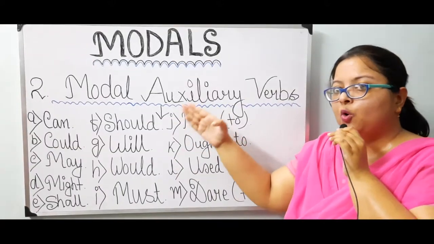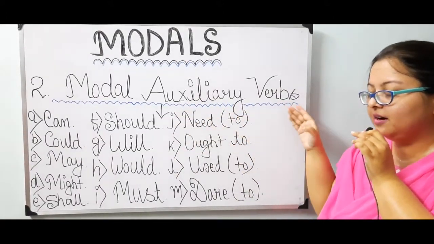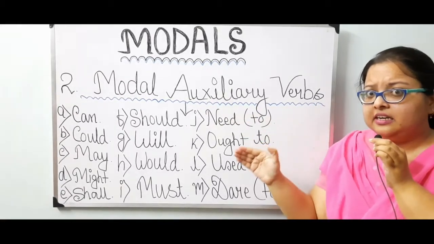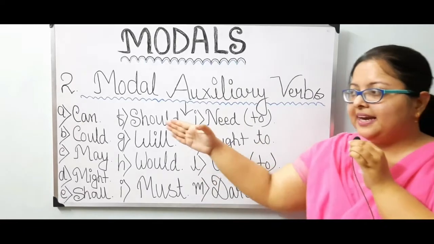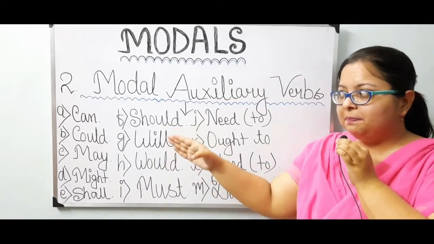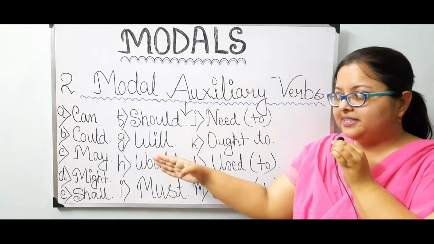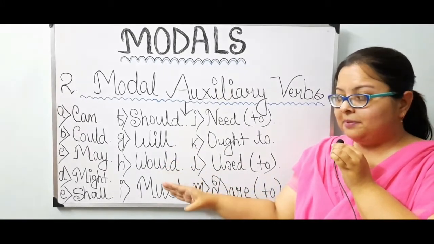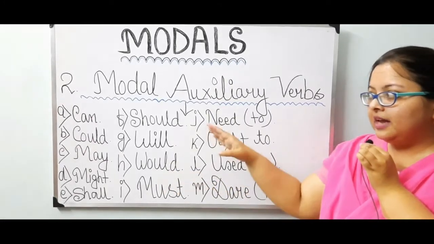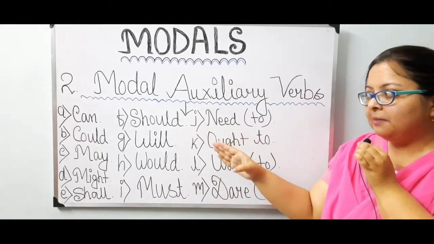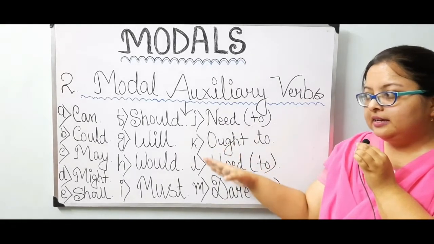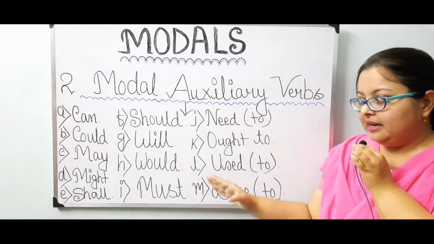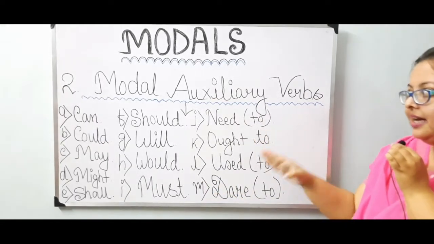Number 2, modal auxiliary verbs. These are basically 13 in number. Number A, can. Number B, could. Number C, may. Number D, might. Number E, shall. Number F, should. Number G, will. Number H, would. Number I, must. Number J, need.